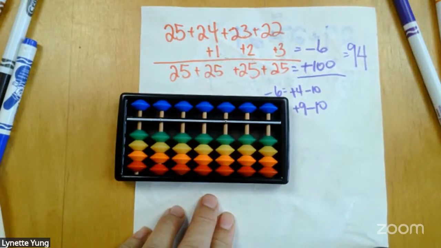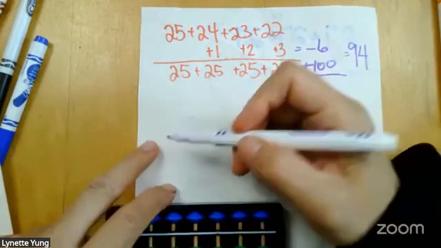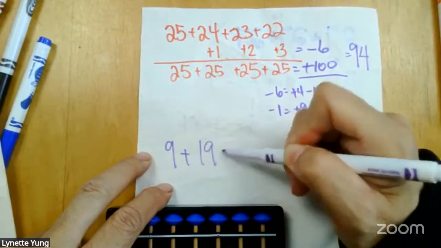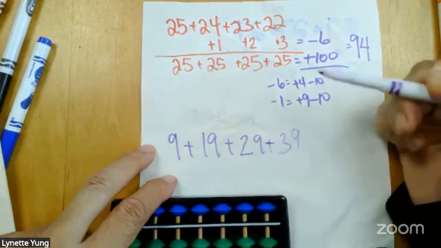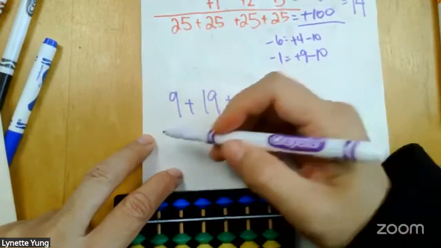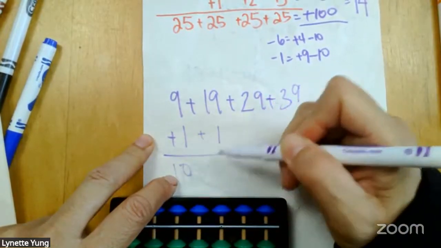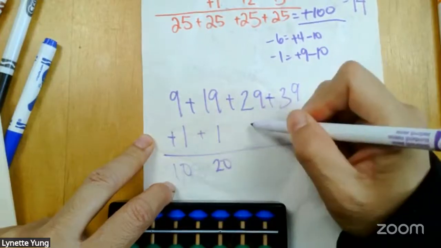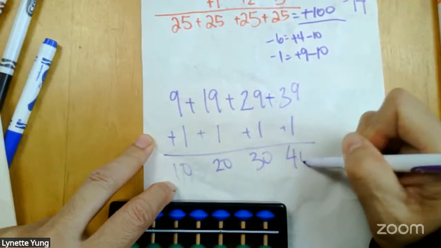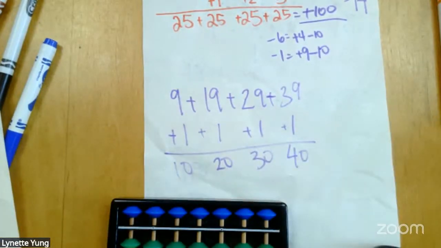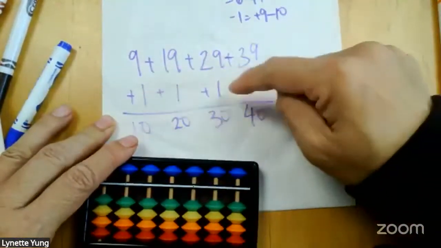And I mean, it's a great concept. The idea is a great concept. Like this one is nice: 9 plus 19 plus 29 plus 39. That's fine. So what they're doing is understanding the pattern. Plus 1 is equal to 10, plus 1 is equal to 20, plus 1 is equal to 30, and plus 1 is equal to 40. But the thing is you have to track all of these numbers that you're adding extra.